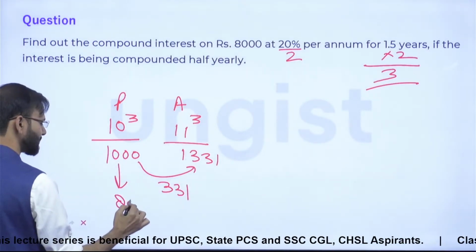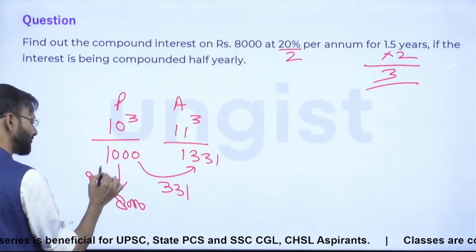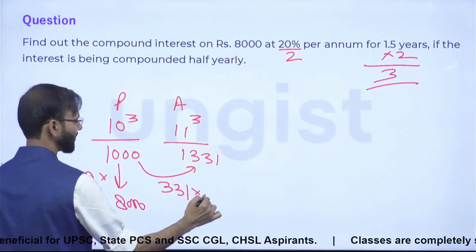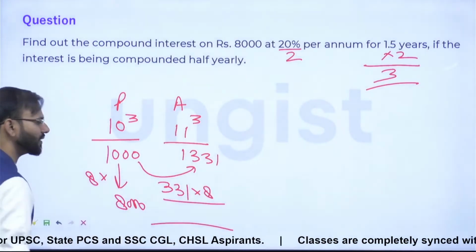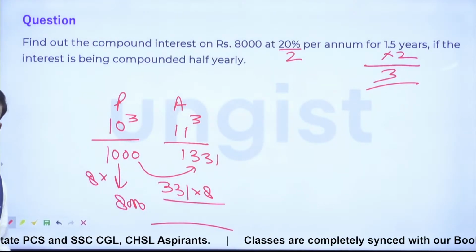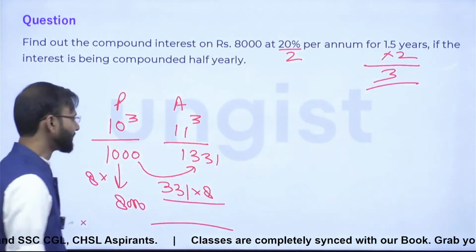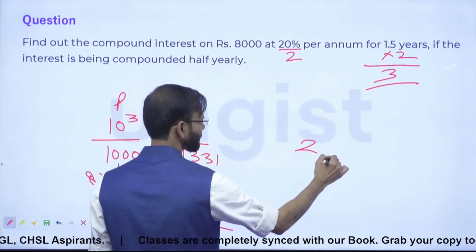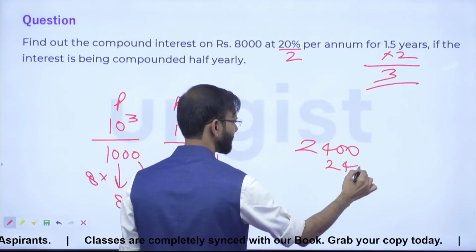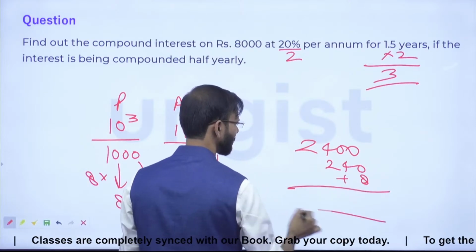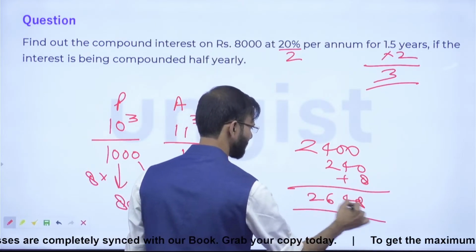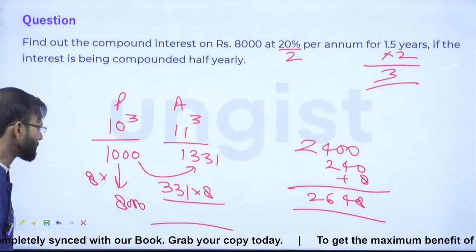The question is saying it is 8000. So this is 8 times our value, so we have to multiply this with 8. Everybody clear? Tell me, if you have to do 331 into 8, this is 2400 plus 240 plus 8. What will this be? 2648, right? Okay. Guys, the answer is 2648.